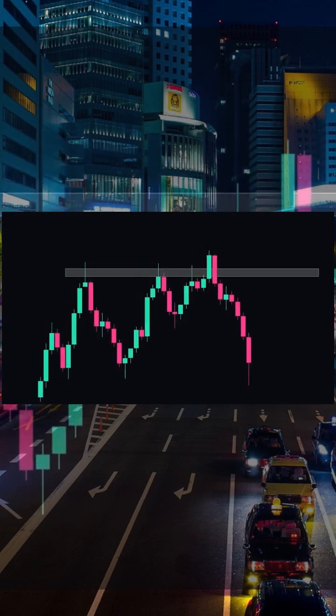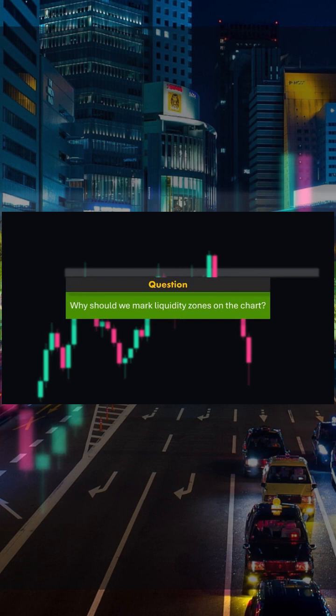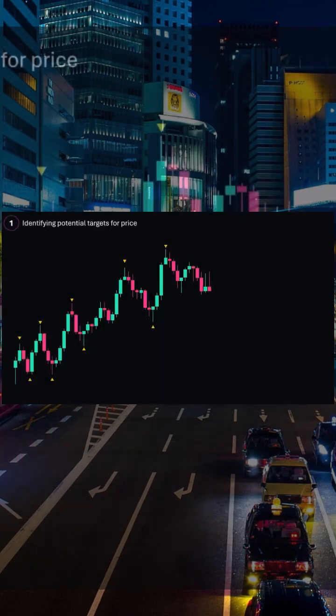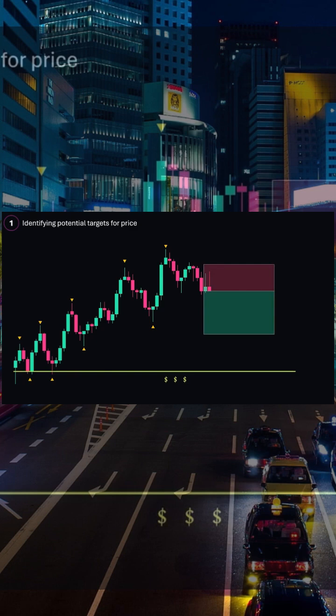Now, we've covered the general idea of liquidity. But the real question is, why should we mark these zones on the chart? Let's look at the main reasons. Number 1. Identifying potential targets for price. The market moves toward liquidity zones because it is required for future movements. So we mark these levels as targets for our trades. For example, if there's a major liquidity zone below the price, the market may push the price there to grab that liquidity. By marking these levels, we can anticipate where the price is likely to go next instead of guessing.